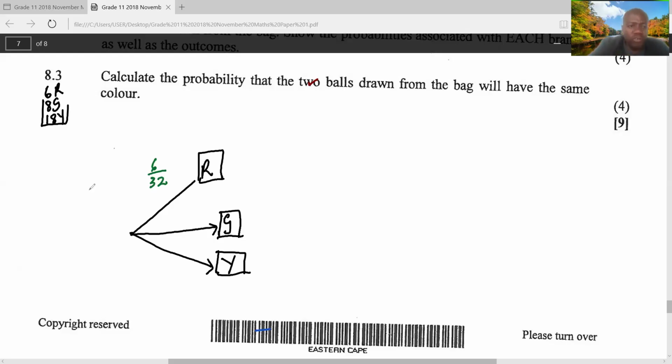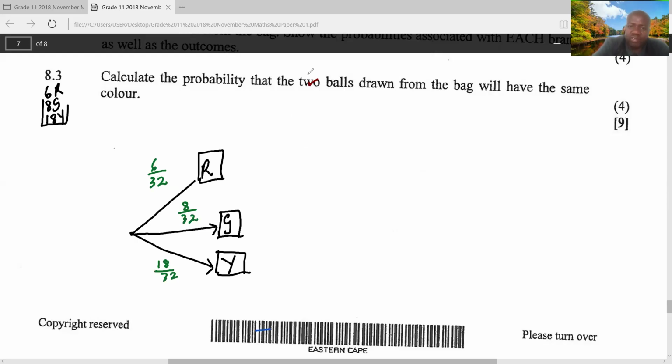And what is the probability of getting the green? It will be 8 out of 32. Then the last one, it will be 18 out of 32, because these branches must add up to 1 in terms of probabilities. So 6 out of 32, we can also write it as 3 over 16. But now listen to this.